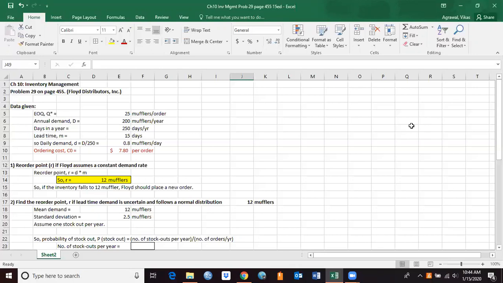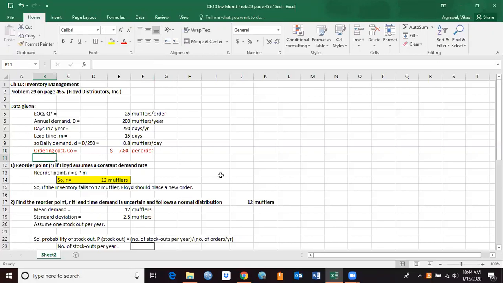The daily demand can be found by dividing the annual demand by the number of working days, and that's roughly 0.8 mufflers per day. And this is additional detail not given in the book. I just want to make sure that we can cover a little more. So we're going to give you the ordering cost, which equals $7.80 per order. Every time you place an order, this is how much it's going to cost you.